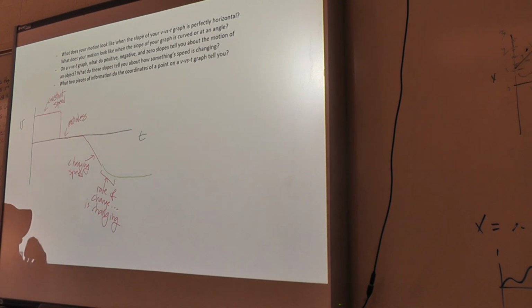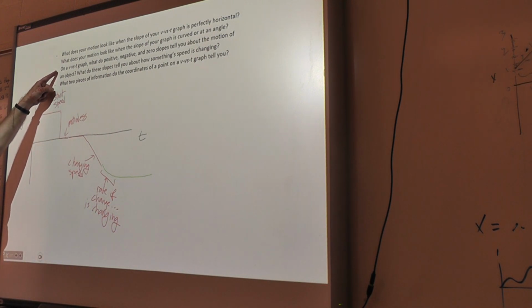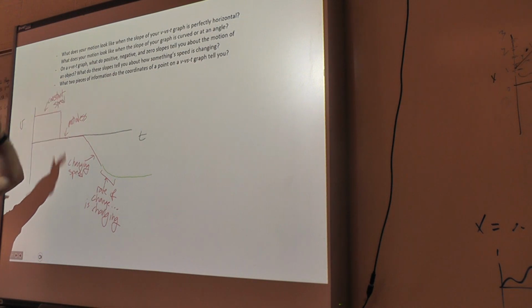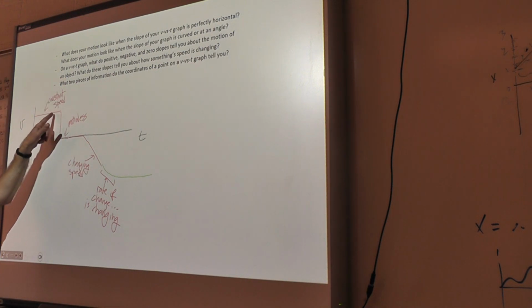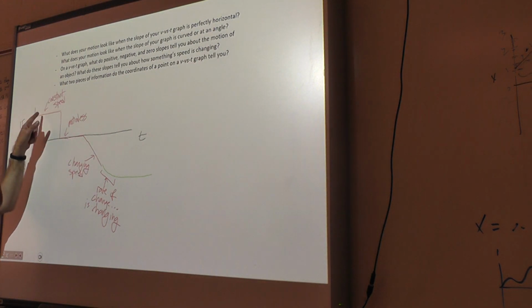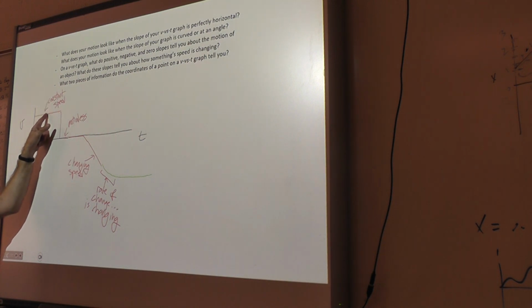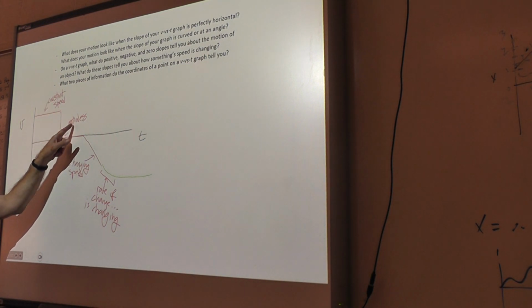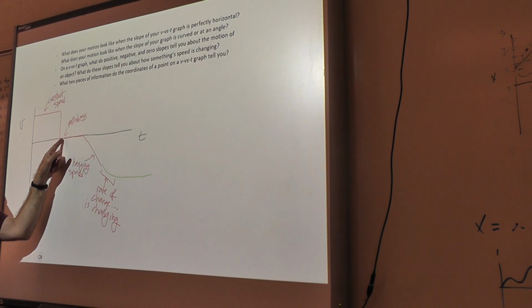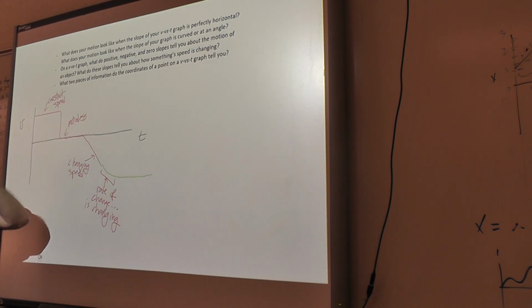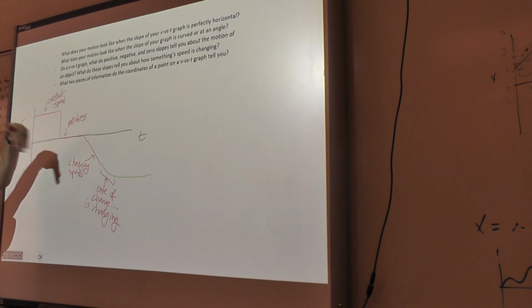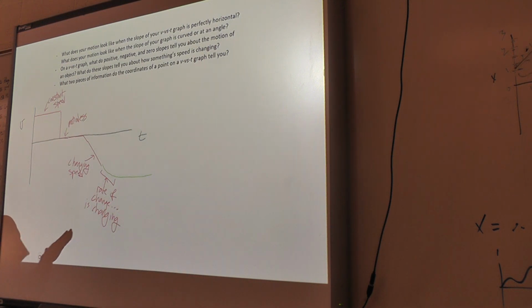Okay, and then the next piece here, what do positive and negative and zero slopes mean? Well, we figured out zero already. Zero means your speed isn't changing. If you're moving, you move at a constant speed, there's a zero slope. If you're not moving, you just persist in not moving. But a positive or negative slope means something. A positive slope means that your speed is increasing in the positive direction.